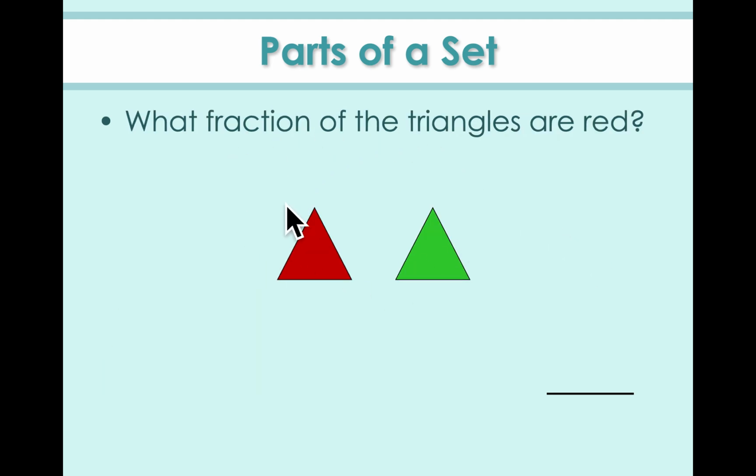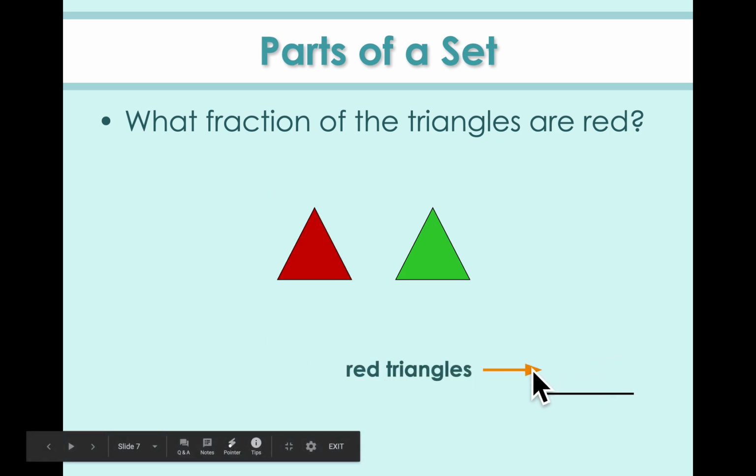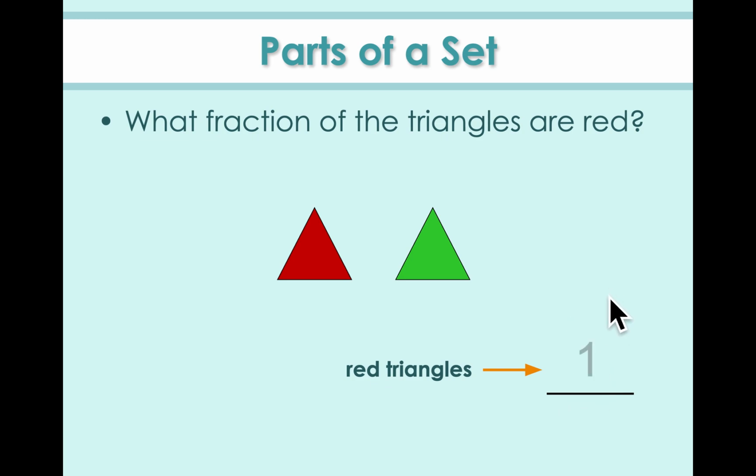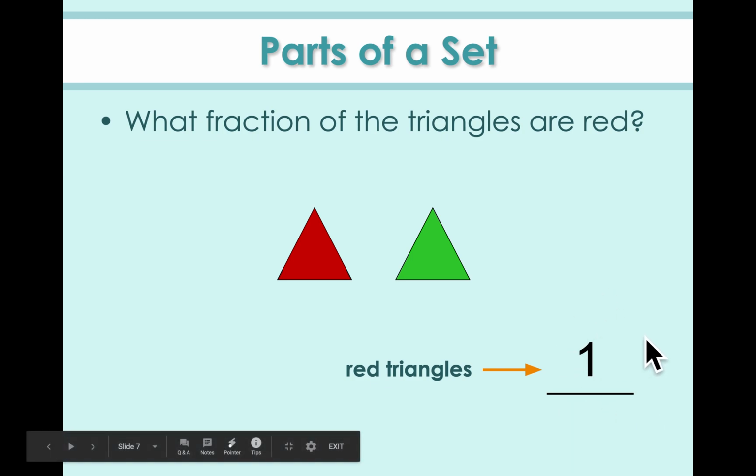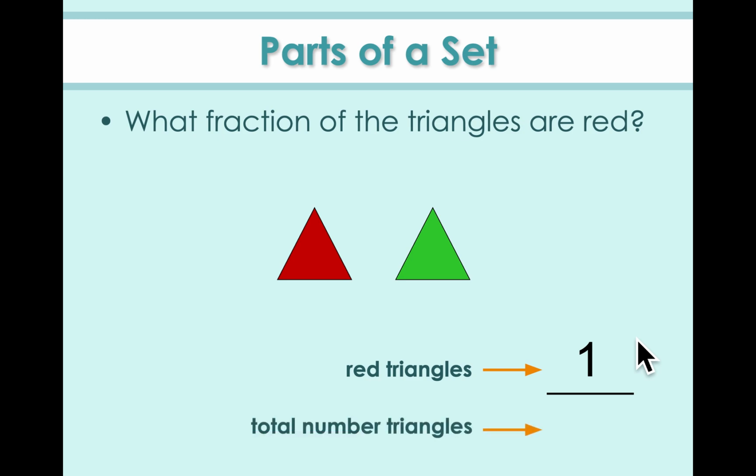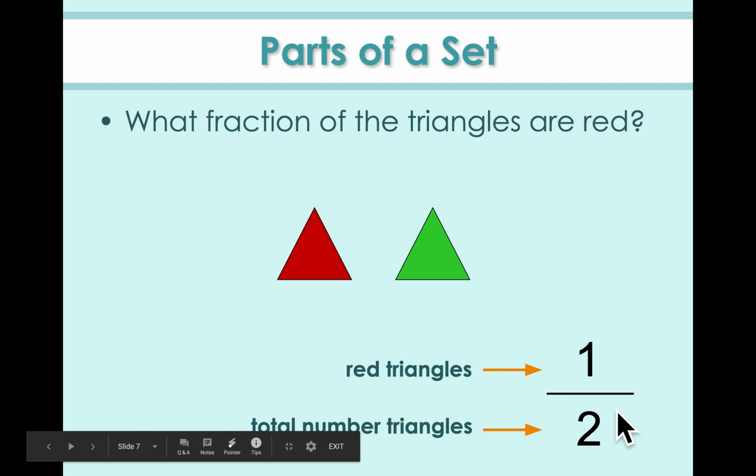Now let's look at our next question. What fraction of the triangles are red? Well, let's take a look and see. So it looks like I have 1 that's red, correct? So my red triangles will go on top. They'll be the numerator. Okay, so I have 1 red triangle, and on the bottom, I'll write down my total number of triangles, and that's 2. Okay, so half of my triangles are red.